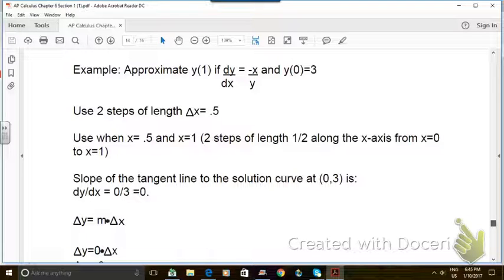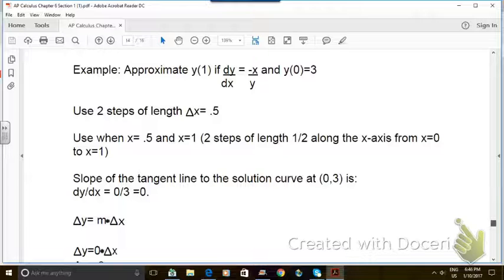So here's an example. Approximate y of 1 if dy dx equals x over y. So we can see this is an implicit problem, and we'd have to use separation of variables to solve it if we needed to solve it. y of 0 is 3. Two steps of length delta x equals 0.5. When x equals 0.5 and x equals 1, those are going to be our two steps, because we're going to go from 0 to 1 by delta x of 0.5, which is 2 steps.